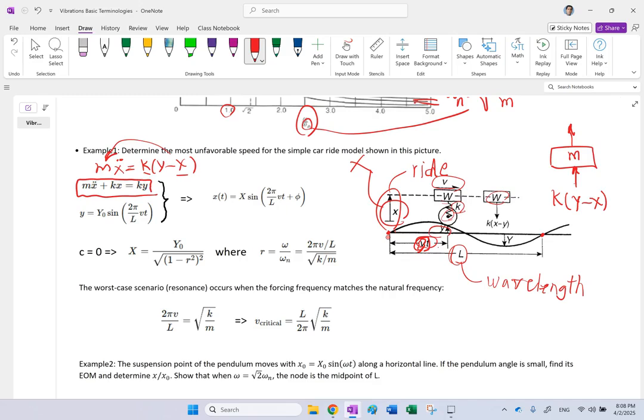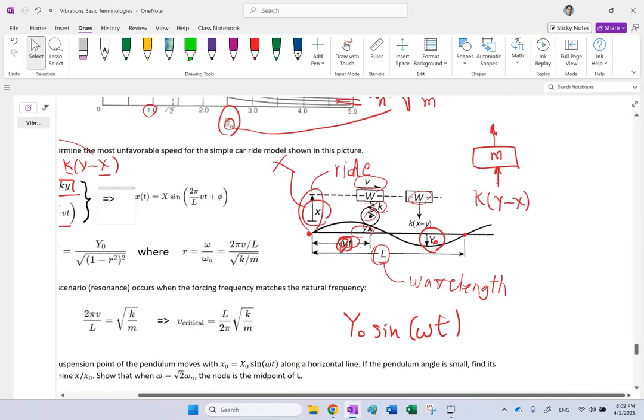Now y here, the profile of the road, as we said, is harmonic. So it's some magnitude times sine of some frequency. And why sine and not cosine? Because you see at the beginning, it starts at 0. So this is a sine profile, not a cosine. So it's a sine function. The magnitude of it is called y naught. And what is the frequency of it? So it is something like y naught sine of omega t. The question is, what is omega?